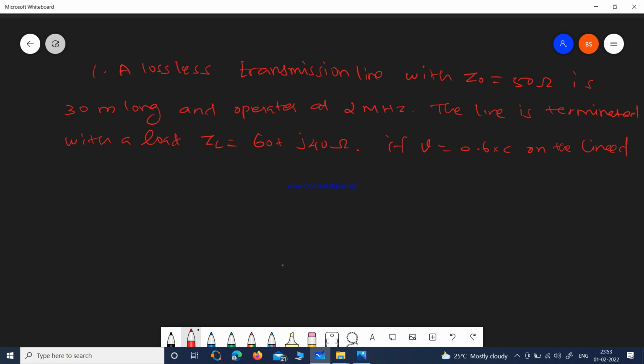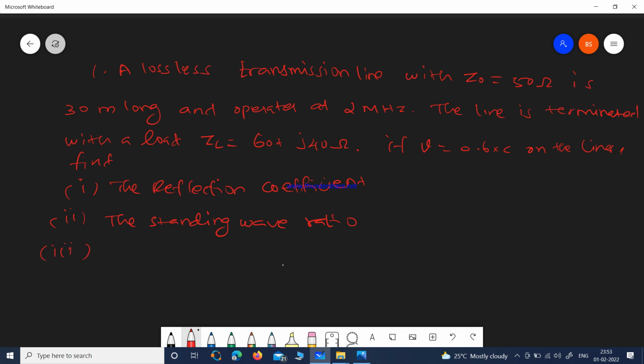find the following parameters on the line: the reflection coefficient, the standing wave ratio, and the input impedance.